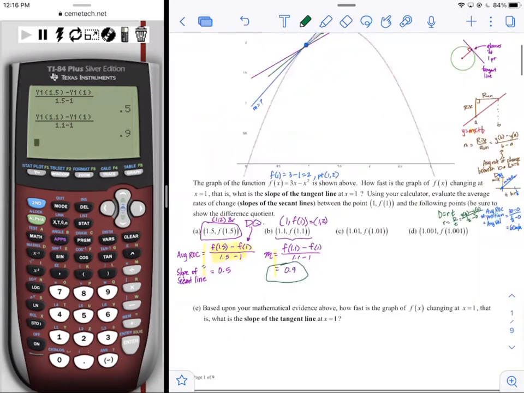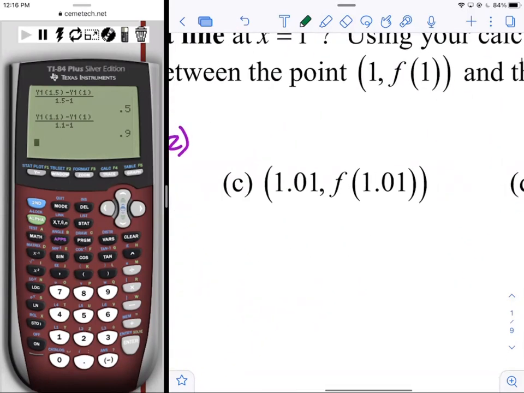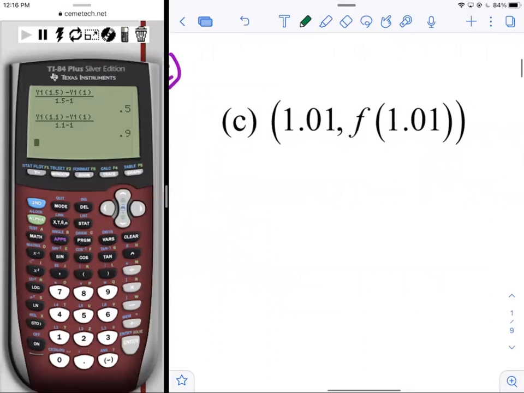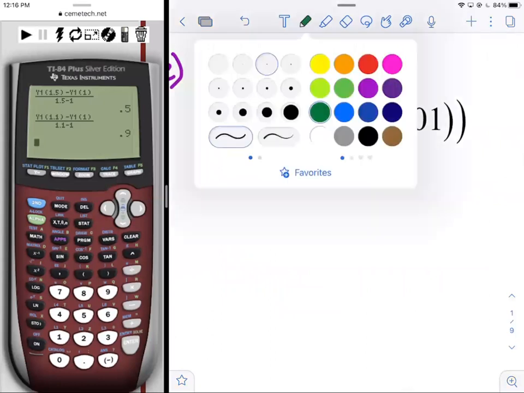Dang it. All right. Let me choose a point that's yet closer. How about 1.01? That's only what? 100th of a unit away. And if you're talking about time, that's only 100th of, let's say, a second. That's almost at an instant, isn't it? Now, I don't know if I could draw that, but maybe we'll try at the end. Let's go ahead and set up the difference quotient.